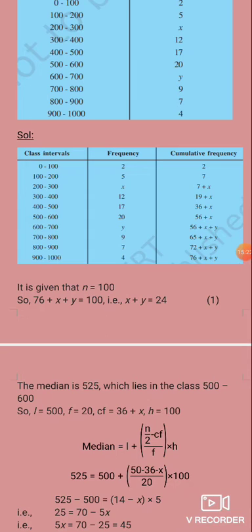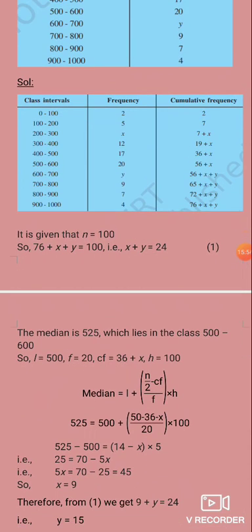So n by 2 is equal to 100 by 2, which is 50, minus Cf, the cumulative frequency of the preceding class. That is 36 plus x, but minus Cf is there. So minus (36 plus x) by 20 into 100. 20 cancelled, so what we get is 5. So 525 minus 500 is equal to 25, which equals (50 minus 36, that is 14, minus x) into 5. So 25 is equal to 14 into 5, which is 70 minus 5x.